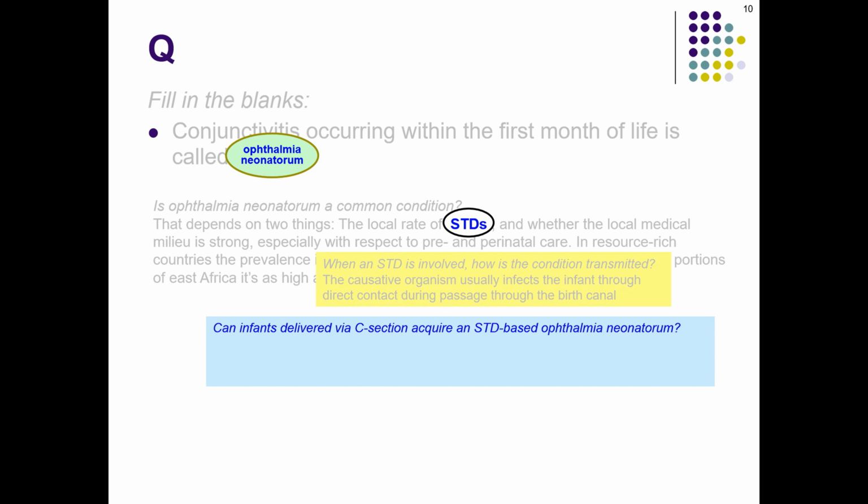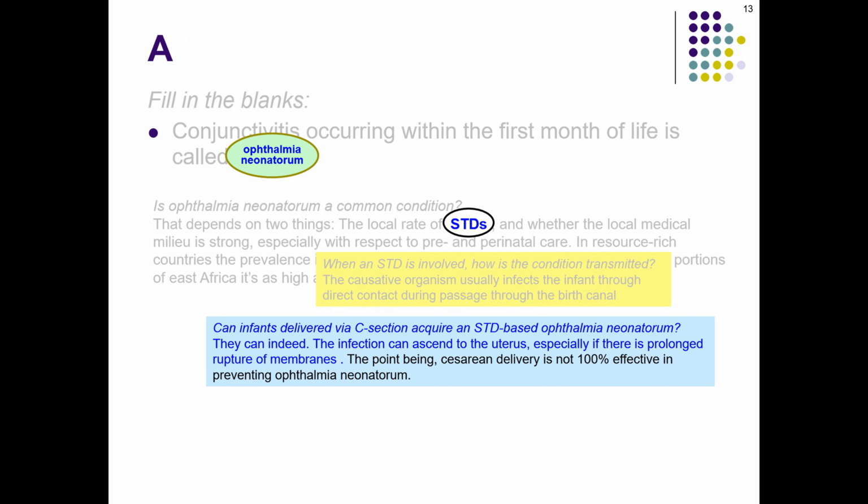And can an infant delivered through cesarean section acquire a sexually transmitted disease causing Ophthalmia Neonatorum? This question addresses a very common misconception among ophthalmology and obstetrics trainees. Actually, yes, it can. The infection can ascend to the uterus, especially if there is prolonged premature rupture of membranes. So the point being, cesarean delivery is not 100% effective in preventing Ophthalmia Neonatorum.